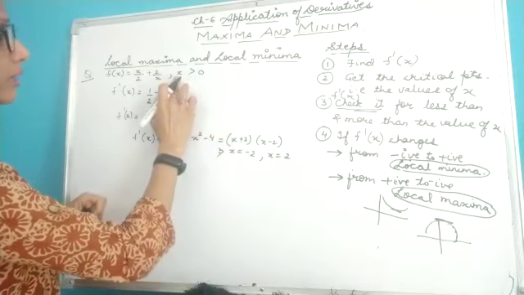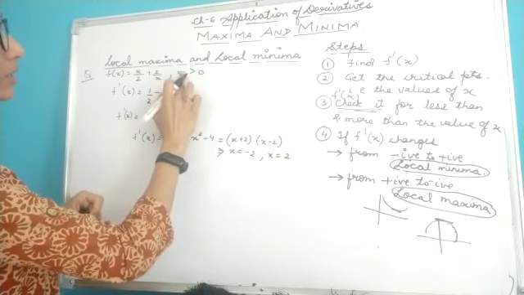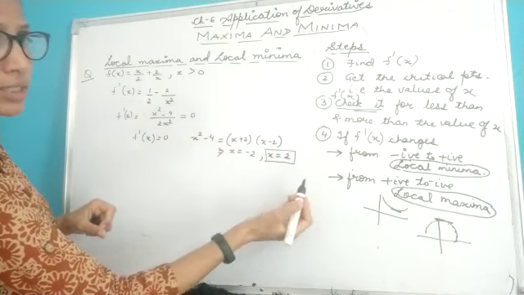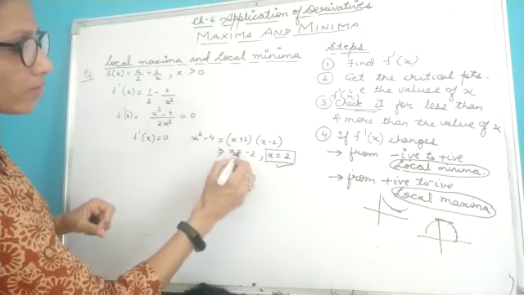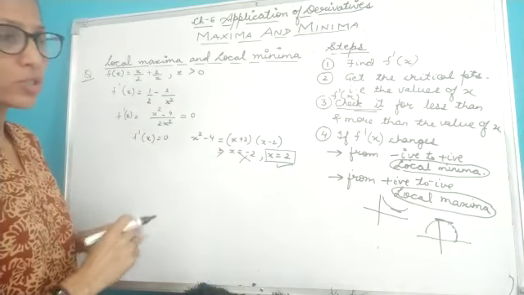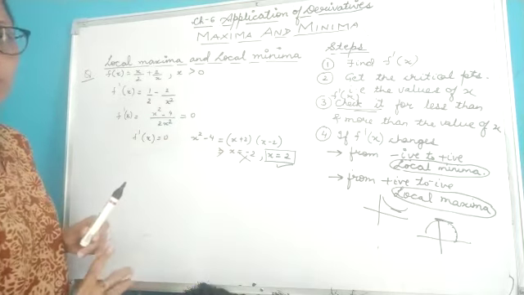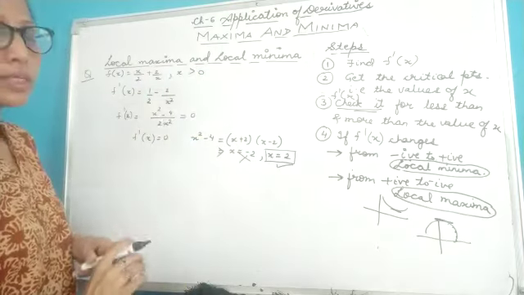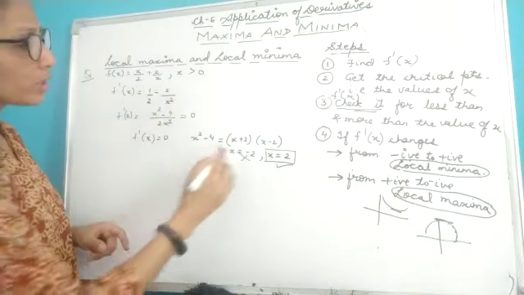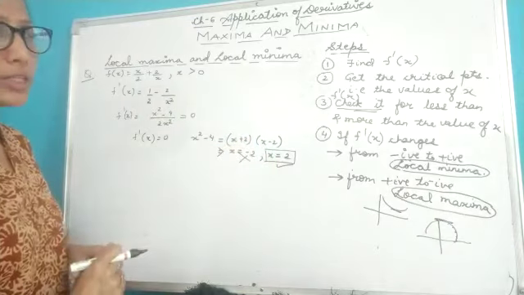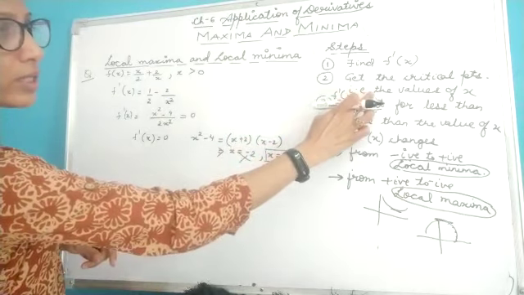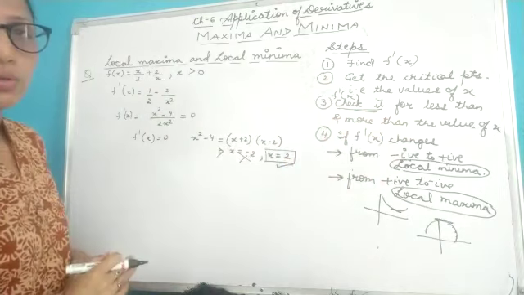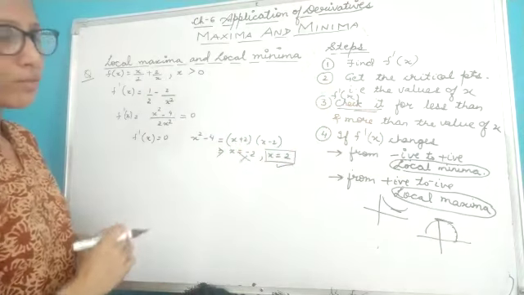Now children, I am given here that x is greater than 0. So I need to take only the positive value greater than 0. I will be rejecting x equal to minus 2. I will not be checking it for x equal to minus 2, although this is a critical point, but the condition given over here is x should be greater than 0. So I will be rejecting this and I will be considering this. Now I have calculated the value of x. Now check f dash x for less than and more than the value of x.